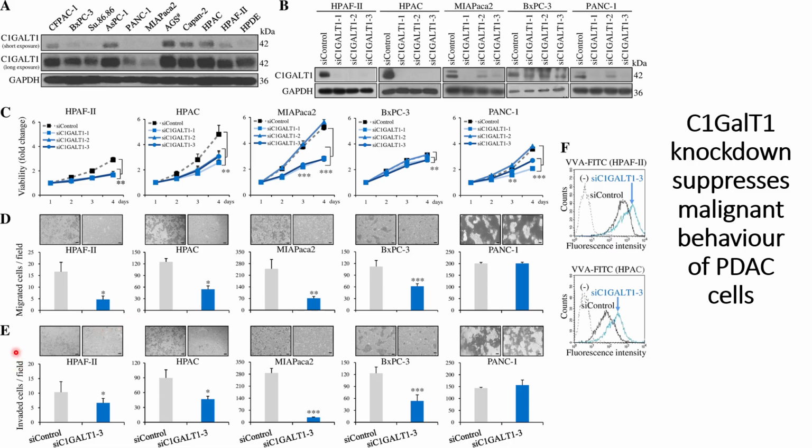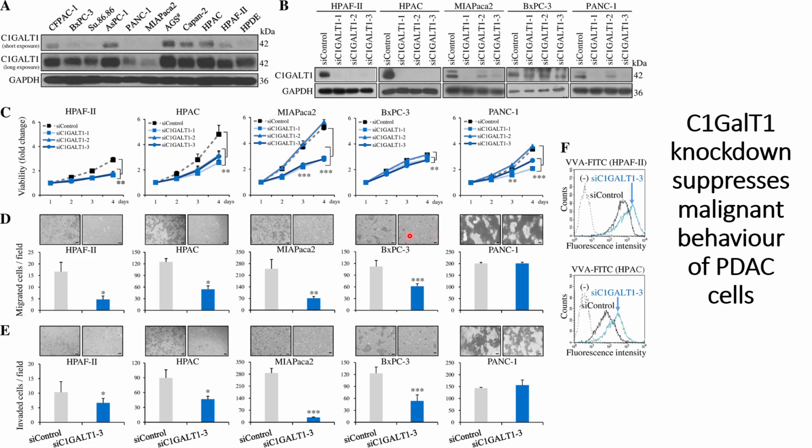And when they did the invasion study, they were able to see a decrease in invasion also in HPAF2, HPAC, MIA PACA2, BXPC3, but not for PANC1. So this indicates that for PANC1, migration and invasion do not get much affected by C1GalT1 knockdown, but for the other cell lines, invasion and migration also get affected with the decrease in C1GalT1.